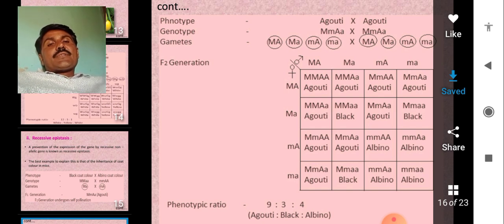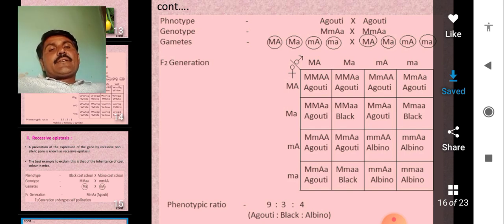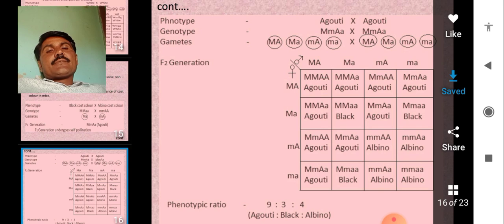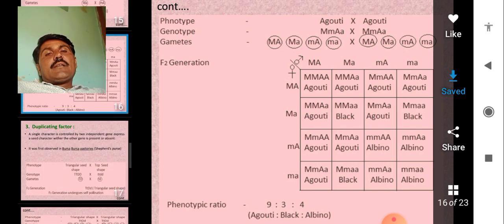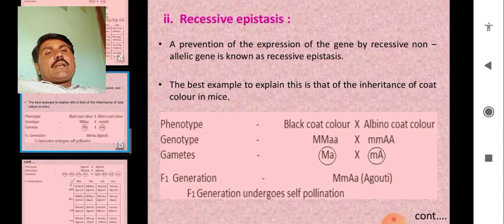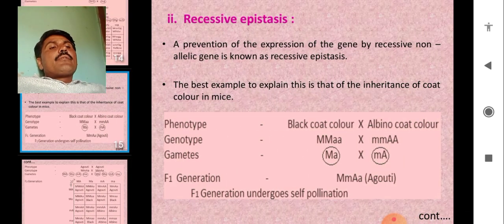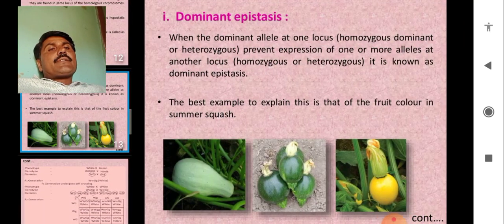Recessive epistasis. In recessive epistasis, we study the coat color of the mice, and in that we come to know that it is a 9:3:4 ratio of the agouti, black and albino. We're talking about the duplicating factor.